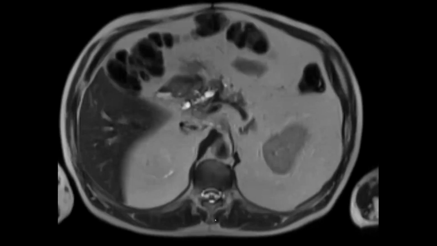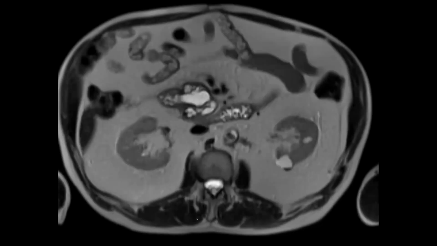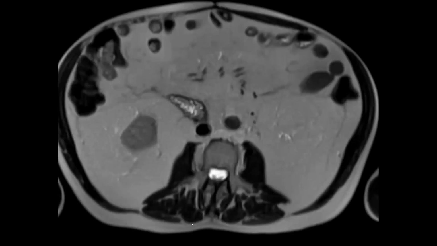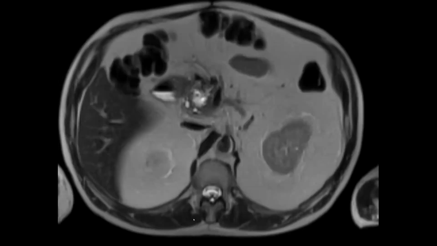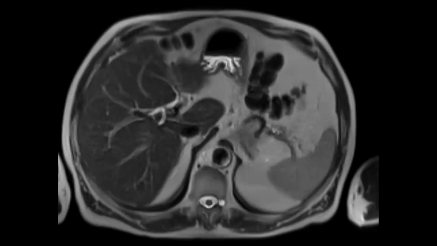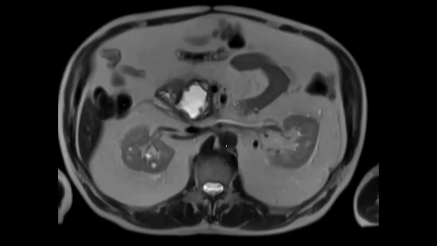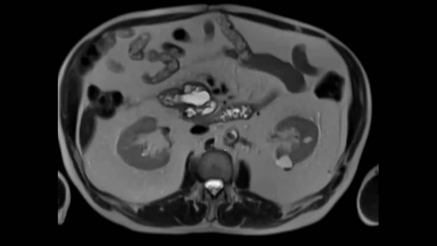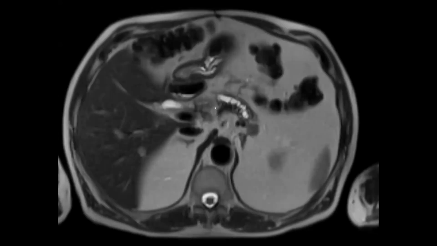What do you think? Is it like an IPMN? Yeah. So this is a main duct IPMN.